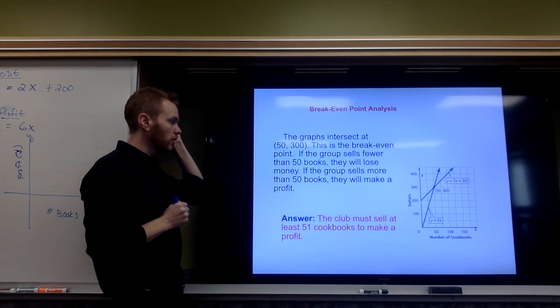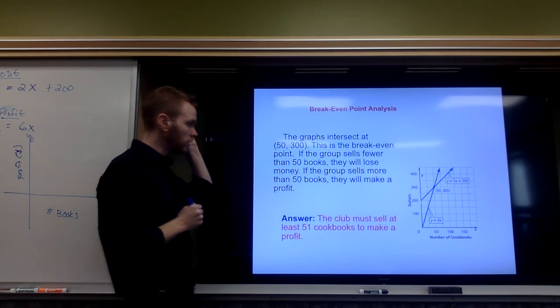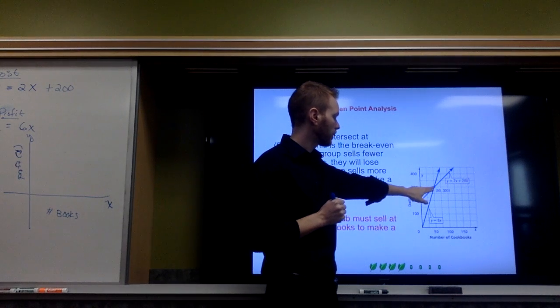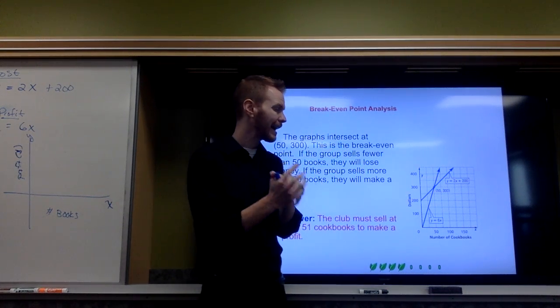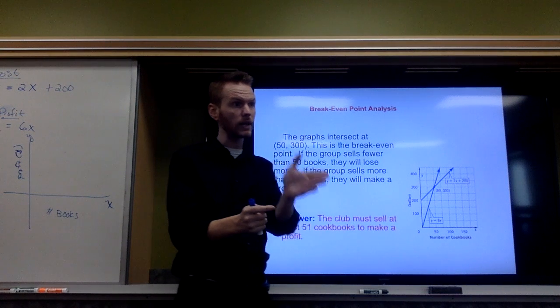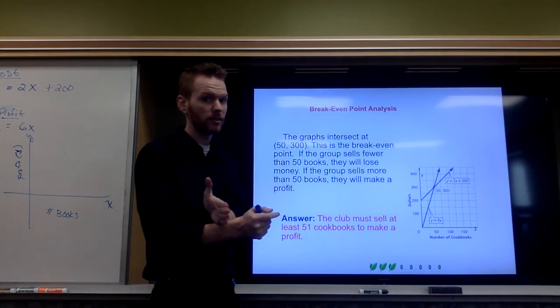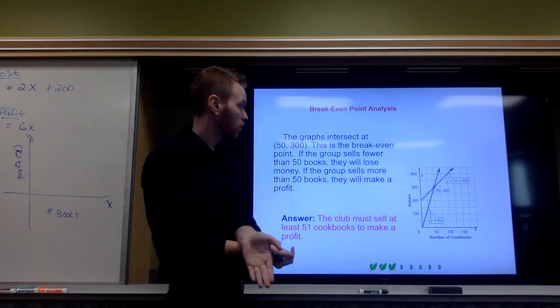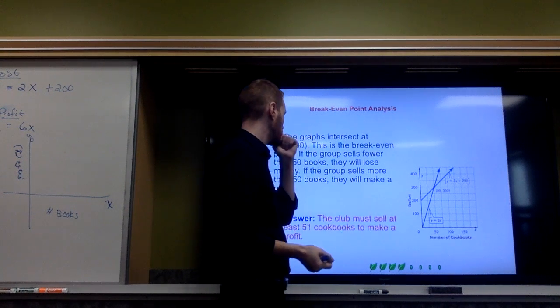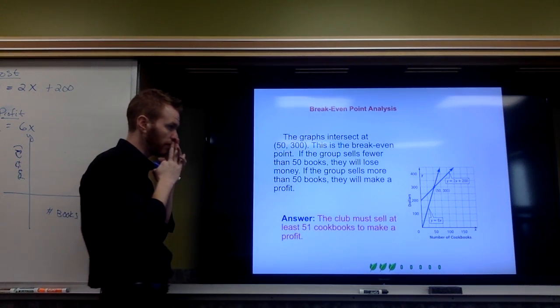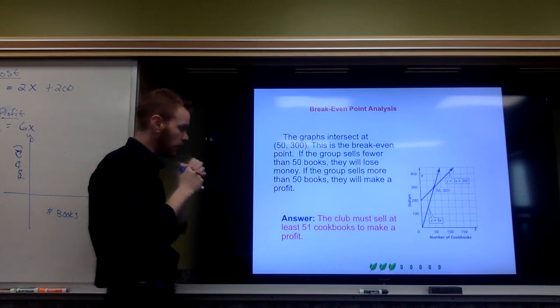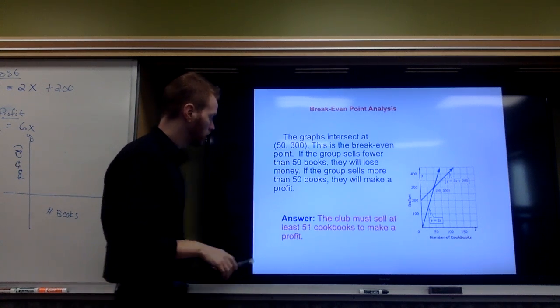So if we take a look, we're going to graph both of these. All right, and when we do, we see that they do intersect at a point at 50 and 300. Now let's interpret that for a second. X's represent books, Y's represent what? The cost or profit, depending on what graph you're looking at. So to make a profit, you have to sell at least 51 cookbooks.